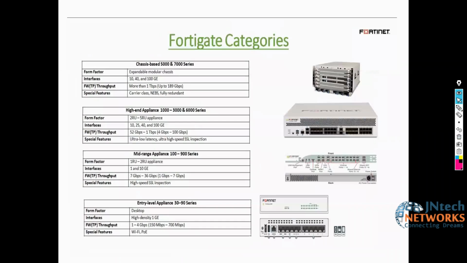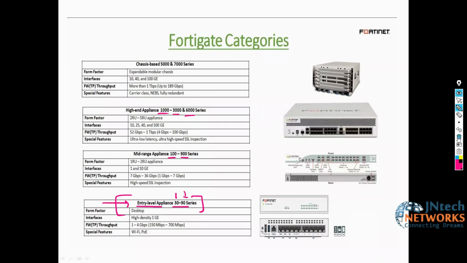Let me show you. For example, in Fortinet, these are the entry-level firewall boxes: Fortinet 30 to 90 series. This series is called entry-level firewall. Mid-range is Fortinet 100 to 900. High-end appliances are 1000, 3000, 6000, and HSPs. So if I'm working in a big organization, I cannot go with an entry-level firewall box because it has limited resources: limited CPU, RAM, and storage.